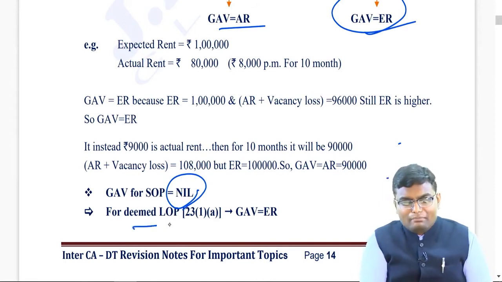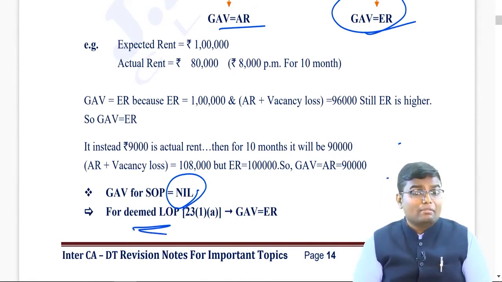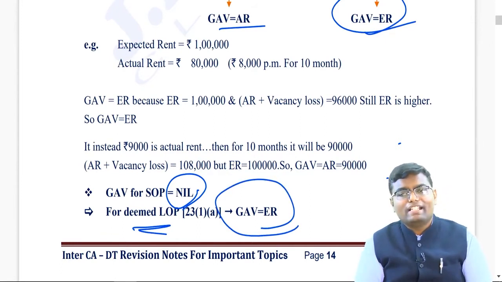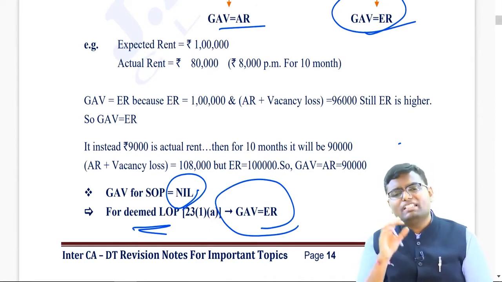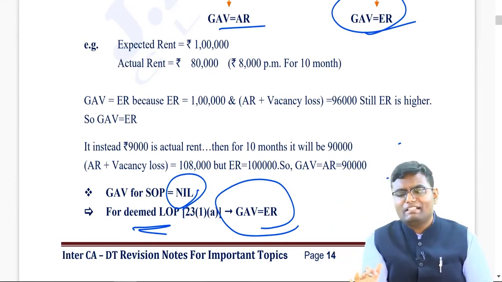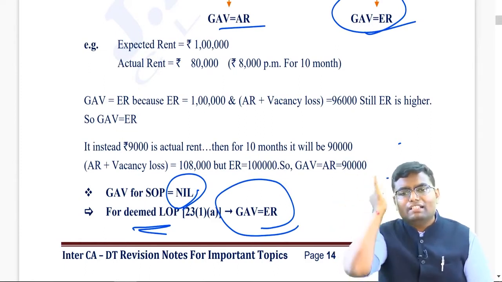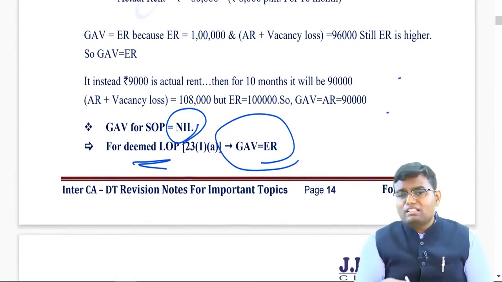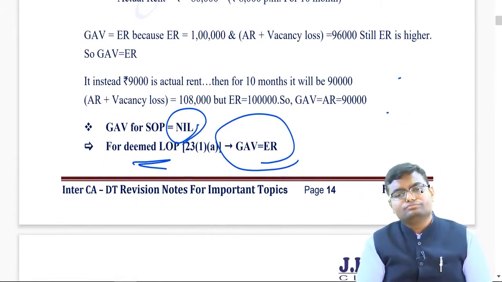But if it is deemed LOP, then remember, expected rent will be the GAV for you because there is no actual rent. And in the 3 steps, if one of the figures is not given, you can't assume it as a 0 figure. You have to just ignore that step. Here, actual rent is not available because it is deemed LOP. So simply expected rent, that is after step 1 and step 2, whatever figure is there, that will become your gross annual value.